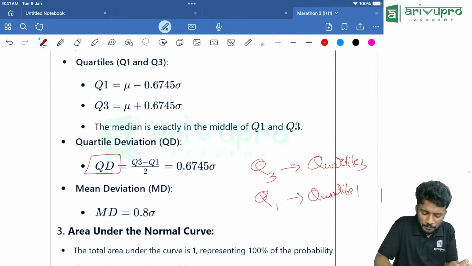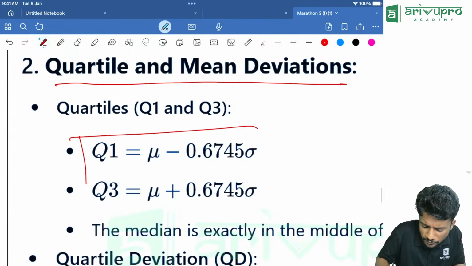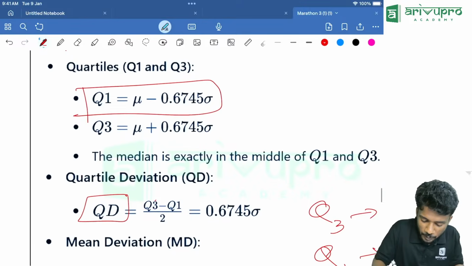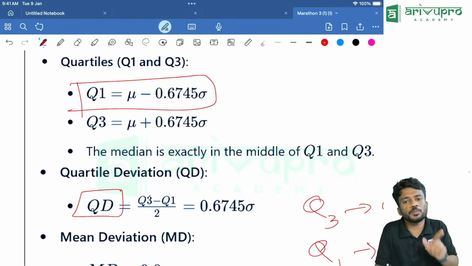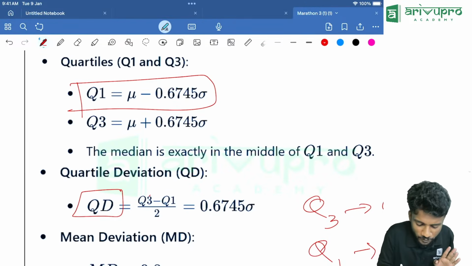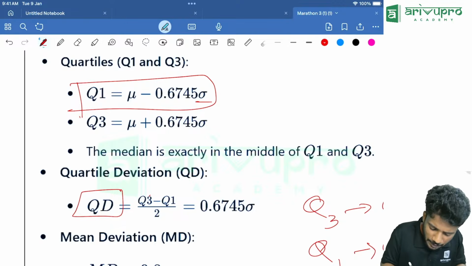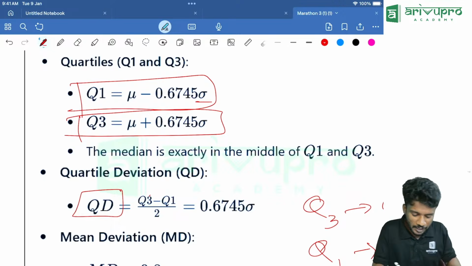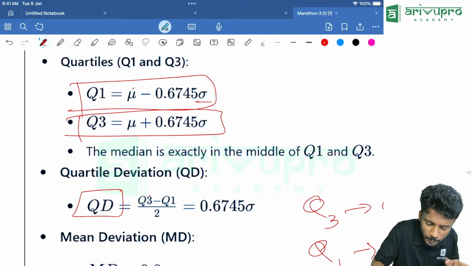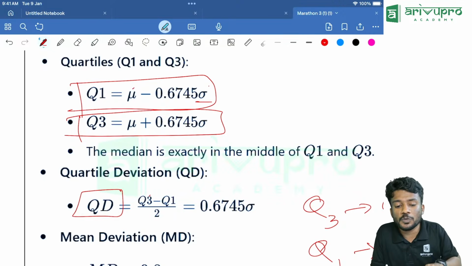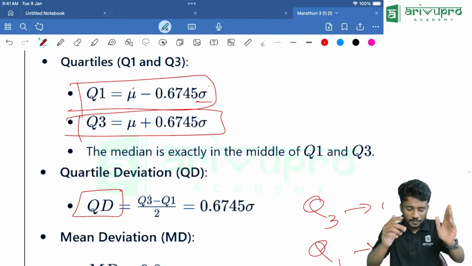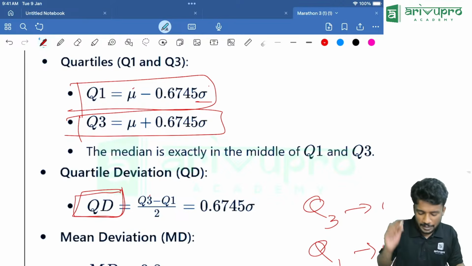Okay. Now people, we need to know how to find Q1 using our mu and sigma. There is a beautiful formula. Q1 is equal to what? Mu minus 0.6745 into sigma. Similarly, Q3 is what? Mu plus 0.6745 sigma. If you know the value of mu and sigma, can you find Q1? Can you find Q3? Yes, you can do both of that. From that, we can find quartile deviation.